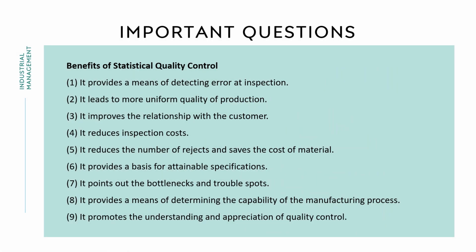Benefits of statistical quality control. 1. It provides a means of detecting error at inspection. 2. It leads to more uniform quality of production. 3. It improves the relationship with the customer. 4. It reduces inspection costs. 5. It reduces the number of rejects and saves the cost of material. 6. It provides a basis for attainable specifications. 7. It points out the bottlenecks and trouble spots. 8. It provides a means of determining the capability of the manufacturing process. 9. It promotes the understanding and appreciation of quality control.